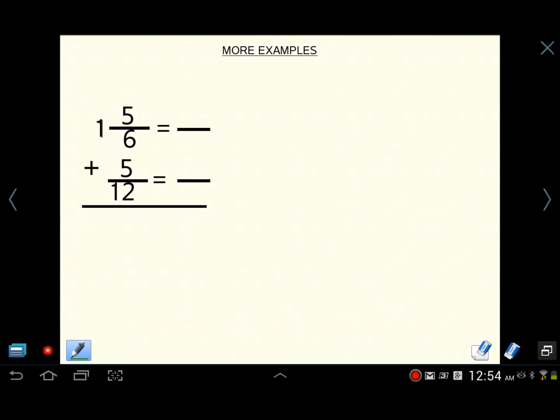Okay, here's our next example. We have 1 5/6 plus 5/12. Let's find our lowest common denominator, and let's use 12. Notice right here, this denominator changes from a 6 into a 12 by a factor of 2. Therefore, the numerator will change. Denominator changes, numerator changes. Denominator doesn't change, numerator doesn't change. 5 times 2 is 10. So 5/6 equals 10/12.